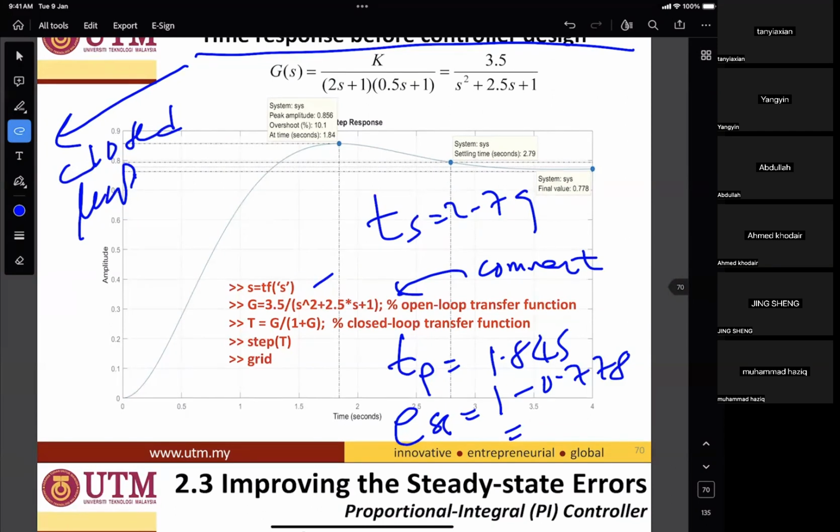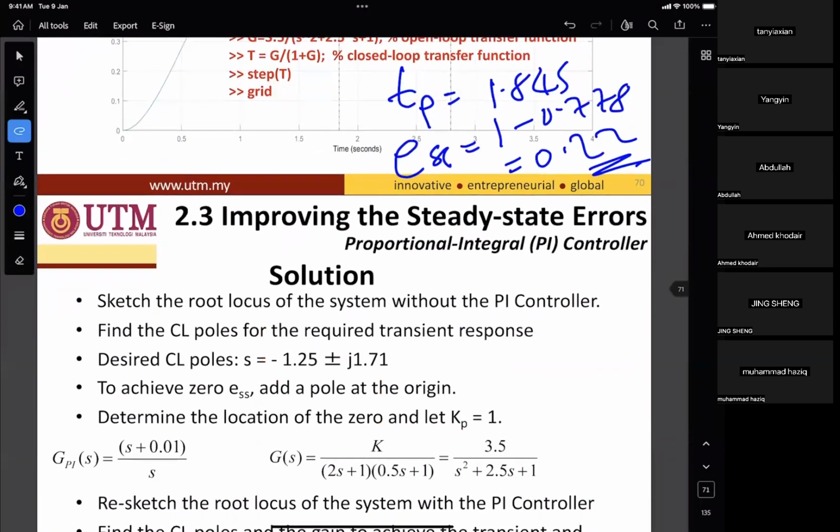1 minus 0.77, 0.222. Okay, thank you. 0.22, meaning there is an error.